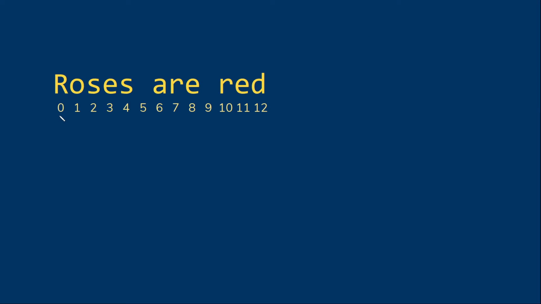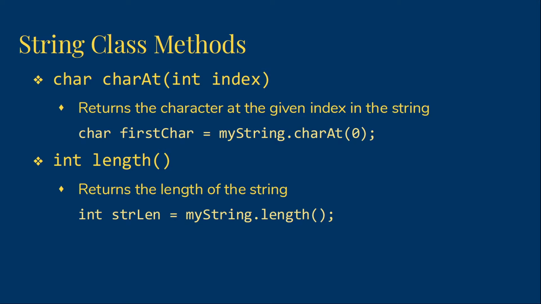The first one, the R is 0, then the O at 1, and so on. So the two spaces are at indices 5 and 9. Note that those spaces are also valid characters that have indices. Now we know that objects have methods that we can call, so we can do stuff.